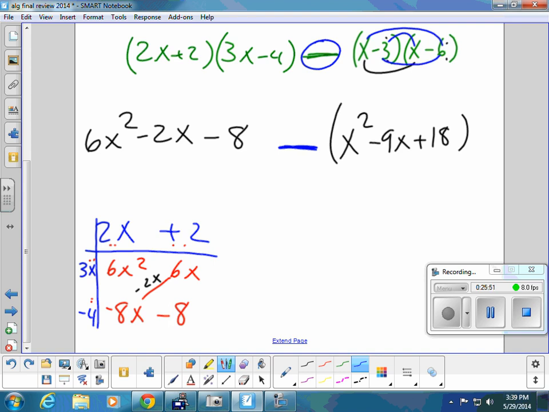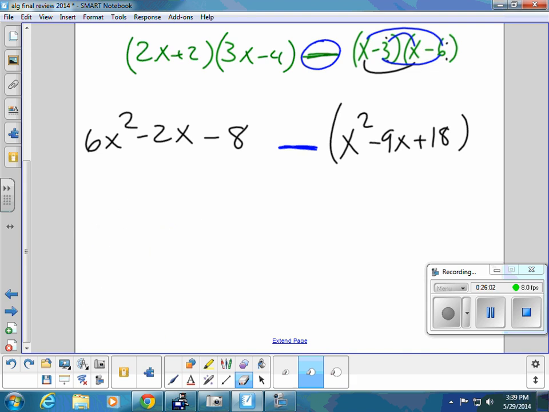Or you could just use the box method. You're going to get the same answer. I suggest the box method if you're not confident in using FOIL. Okay, we still need to subtract here. Let me get rid of this. We still need to subtract. So subtraction, you got to remember, it means subtract everything.